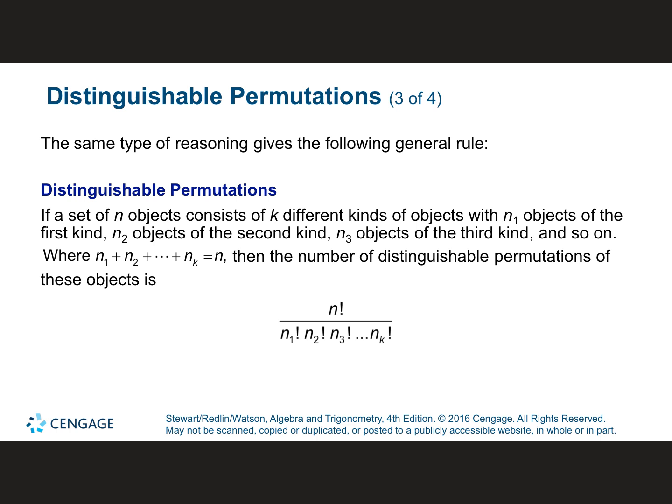Another way of looking at your distinguishable permutations is n factorial over n sub 1 factorial, n sub 2 factorial, and so on. Okay? So again, these are just distinguishable permutations.